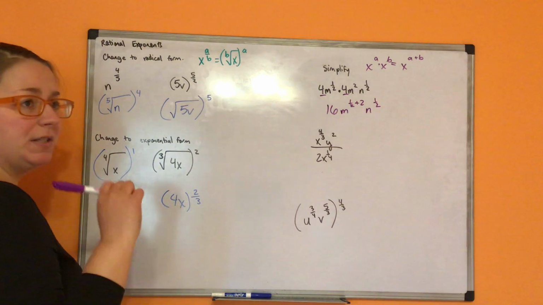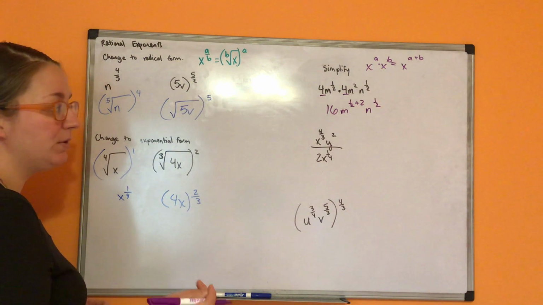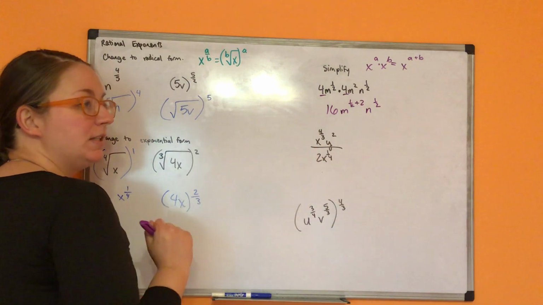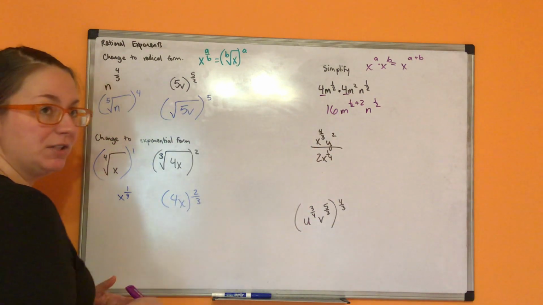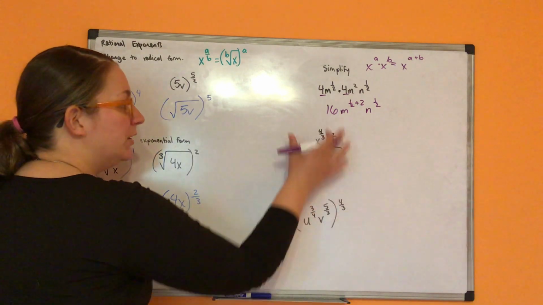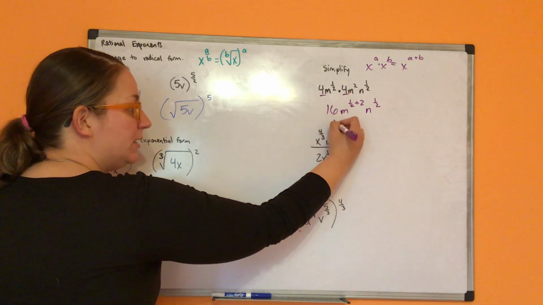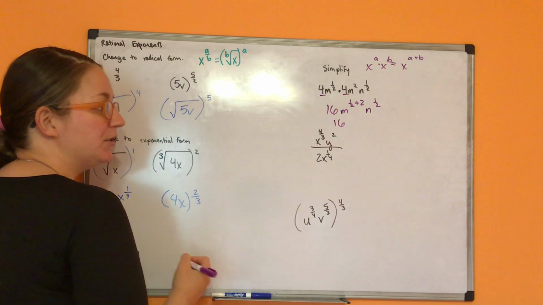Final answers, we want to see all of our exponents written as either integers like 1, 2, 3, etc., or as improper fractions. We don't want mixed numbers, we don't want decimals. So everything here is good to go except for this m exponent. The 16 coefficient is part of our final answer.